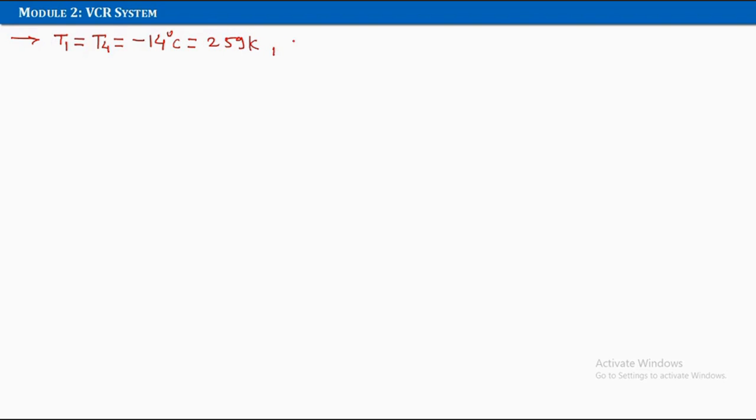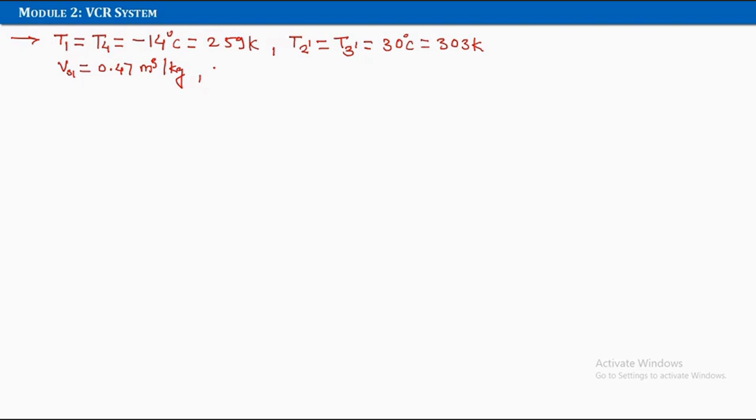Next we got temperature of 2 dash point, which is also equal to temperature of 3 dash point, right? So that is equal to 30 degrees Celsius. If I convert that into Kelvin, it is equal to 303 Kelvin. Next, specific volume of point number 1. So I'll write that as VS1. It is 0.47 meter cube per kg.